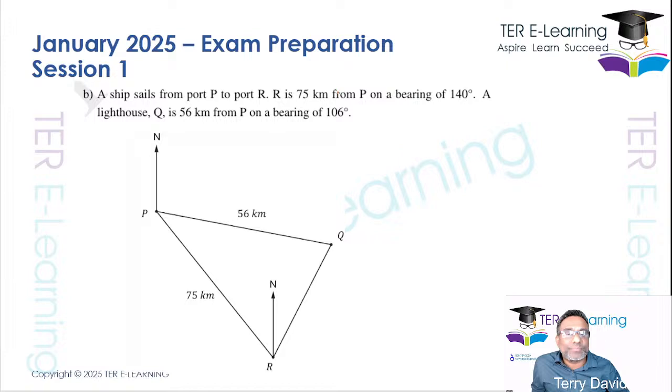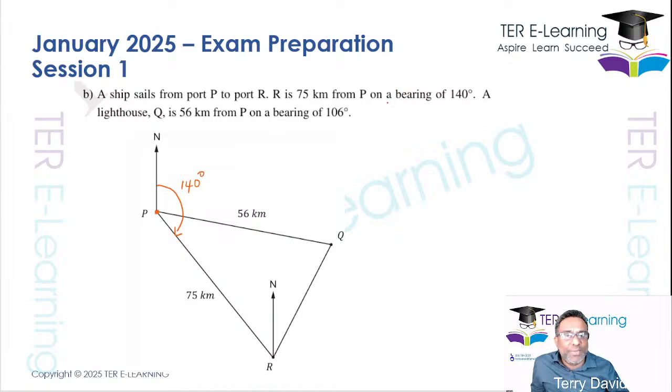So the point R is 75 kilometers from P on a bearing of 140. What that means is that this whole angle here is 140 degrees. So you all need to understand what a bearing is. We draw a north line at the point P, and if you want to go to R, we need to measure the angle going in a clockwise direction. That's 140. We have a point Q here.